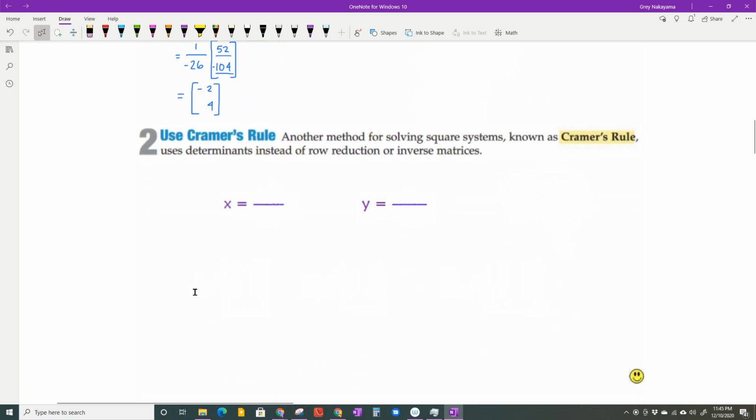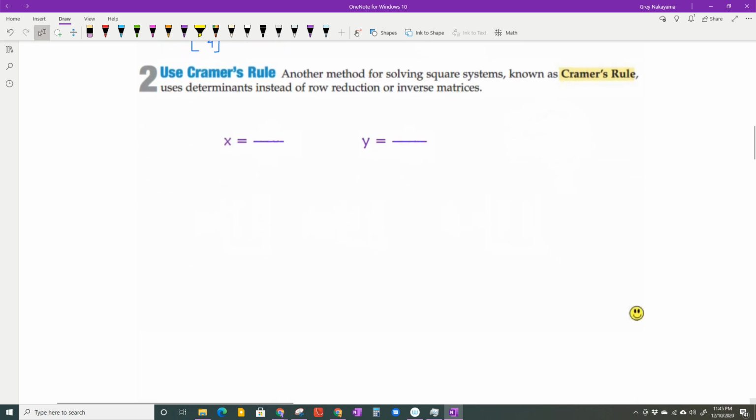All right. So the next thing I'm going to do is talk about Cramer's rule. Okay, Cramer's rule is another method for solving square systems. And they have to be square because in Cramer's rule, we're going to use the determinants instead of row reduction, which is what you did on Monday and Tuesday and Wednesday, or inverse matrices, what I just showed you.